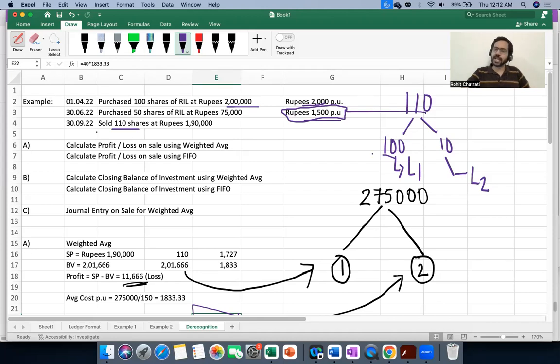If I'm saying that 100 shares have come from lot 1, then the cost of lot 1 shares is equal to 2 lakh rupees. I purchased those 100 shares for 2 lakhs. Therefore, the cost is equal to 2 lakhs.